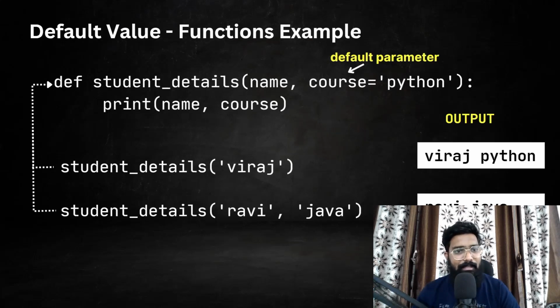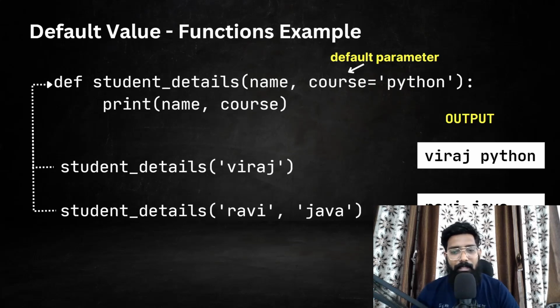We can see an example like def student_details(name, course). Course is a default parameter which is holding Python as a value, and it is printing just name and course. We can see student_details("viraj"). Here I am not passing a course. Still the function will work and it will return Viraj and Python. The reason is it is having a default parameter which is Python.